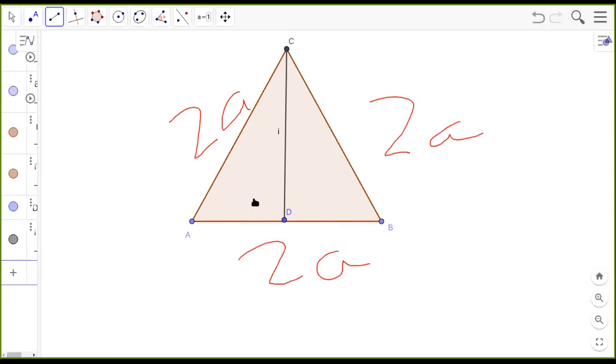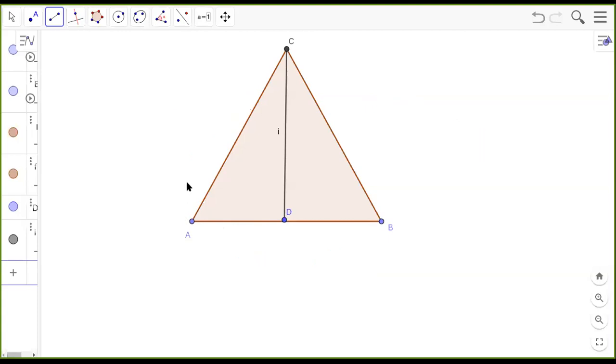Don't scribble on the screen. I can see who is doing it. Please remove it. You cannot disturb others. Whoever is doing it, please remove it.